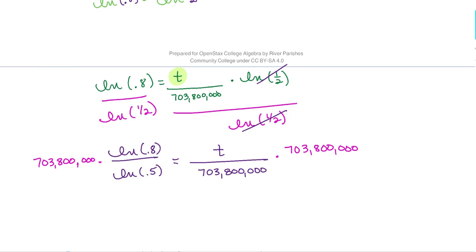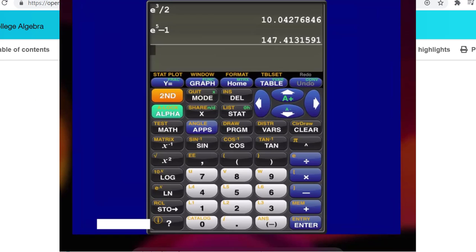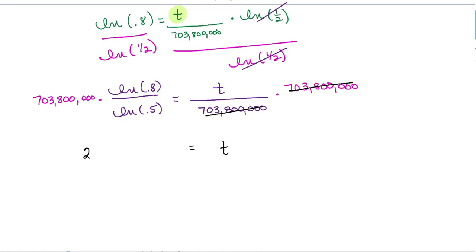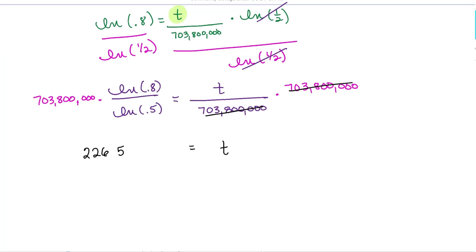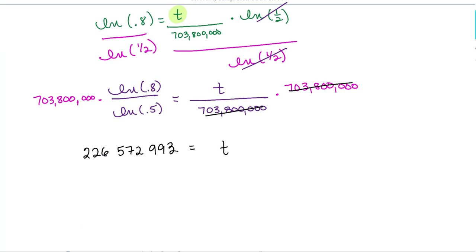Okay, the biggest thing here is just writing that big long number. The 703,800,000s cancel on the right and leave t. On the left, I have 703,800,000 times the natural log of 0.8 over the natural log of 0.5. So let's do that in the calculator. 703,800,000 times the natural log of 0.8 divided by the natural log of 0.5. And we get 226,572,993.2.